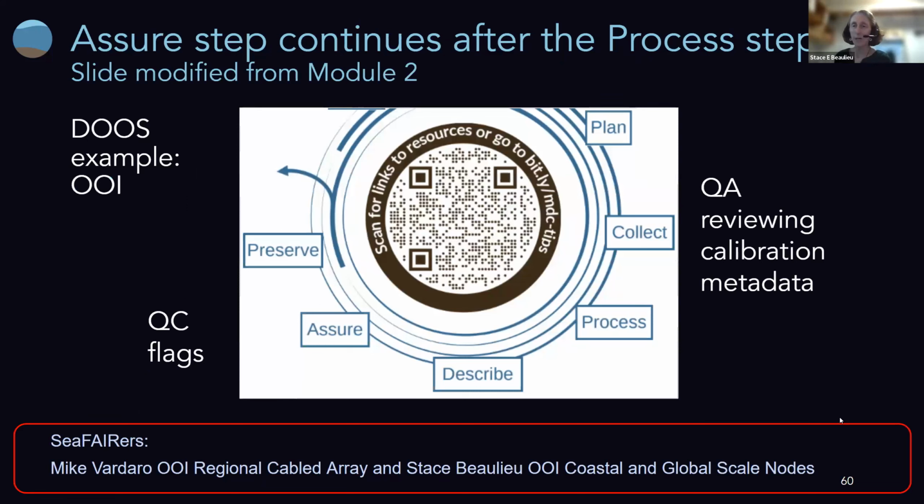So the assure step, of course, continues after the process step. And we gave an example back in module 2 for the Ocean Observatories Initiative. We talked about quality, but we didn't use the terms at the time, right? So now you know it's quality assurance for reviewing the calibration metadata, and then quality control for putting flags on the process data.